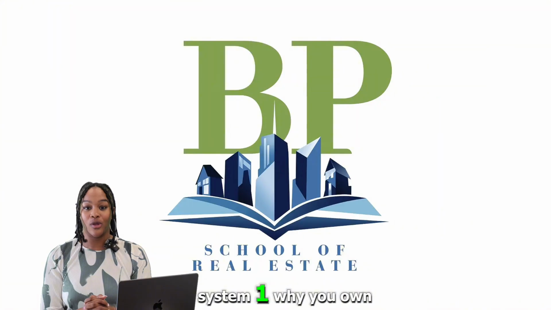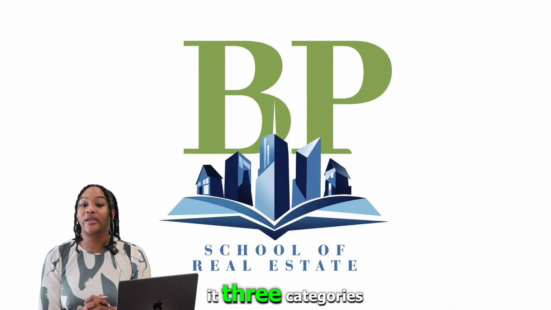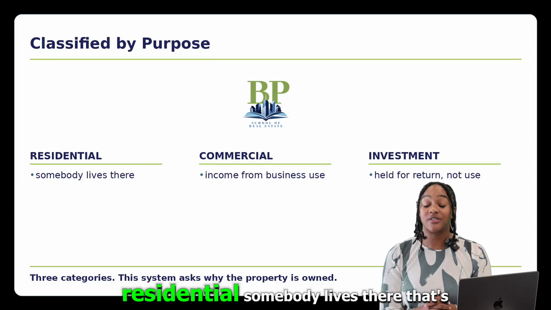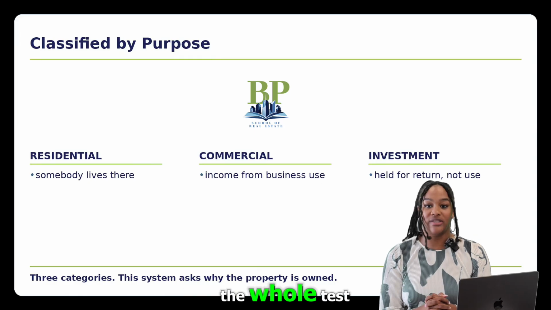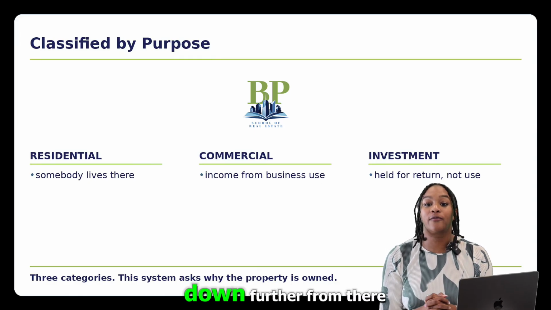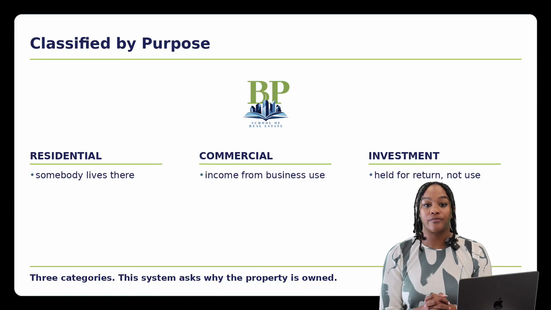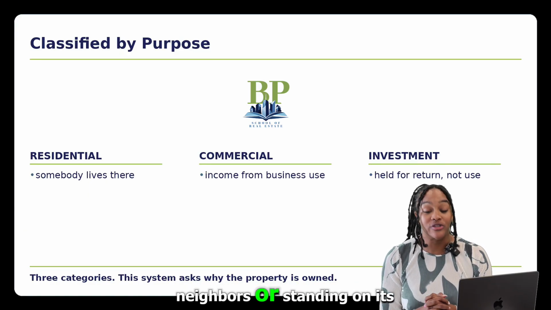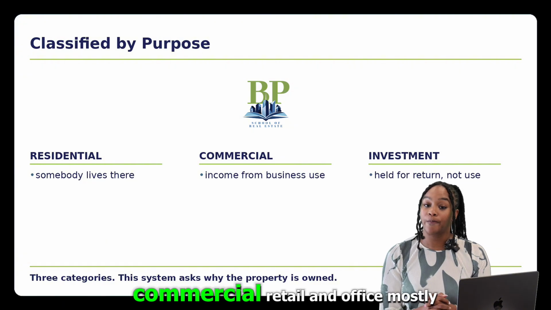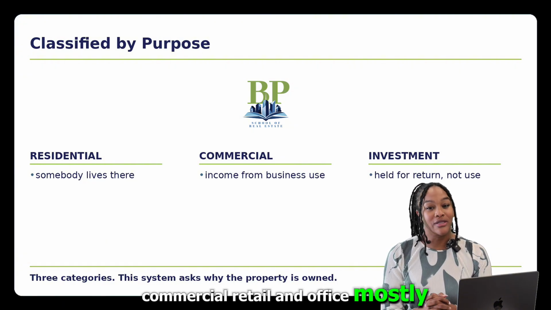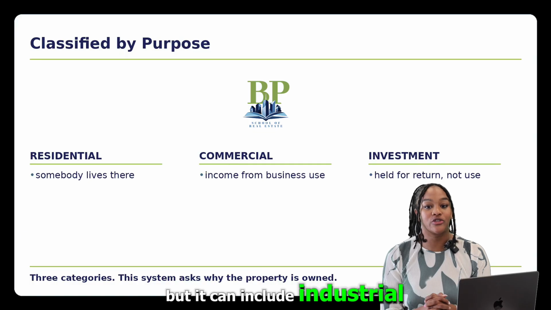System 1. Why you own it. 3 categories. Residential. Somebody lives there. That's the whole test. And you can break it down further from there. How many families is it built for? Whether it's attached to the neighbors or standing on its own. Commercial. Retail and office mostly, but it can include industrial too.